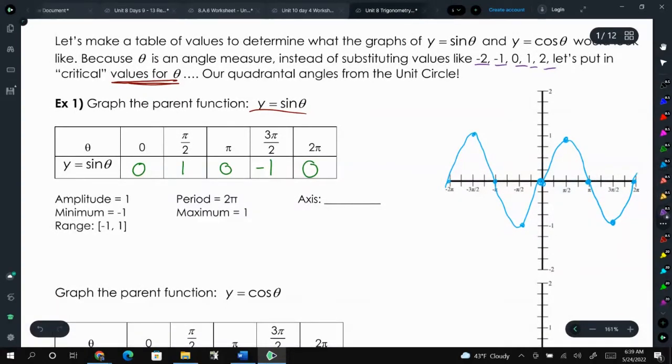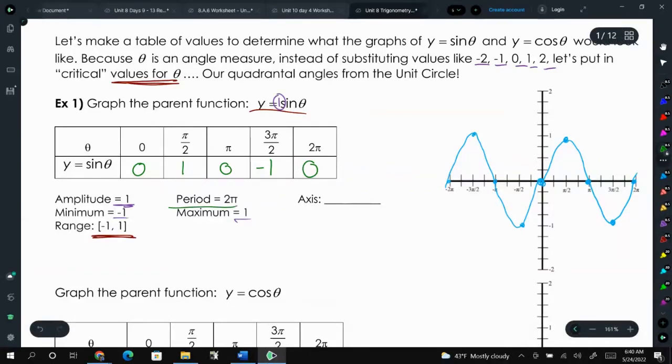So we have new terms. Your amplitude, that is your a value, that number in front. Well, it is an invisible 1, so your amplitude is 1. Your minimum value and maximum value come from the unit circle, so -1 and 1, which means your range is [-1, 1], but those values are included.